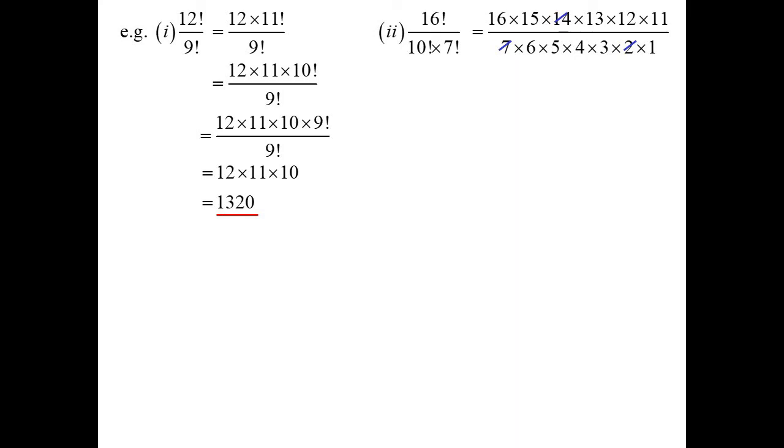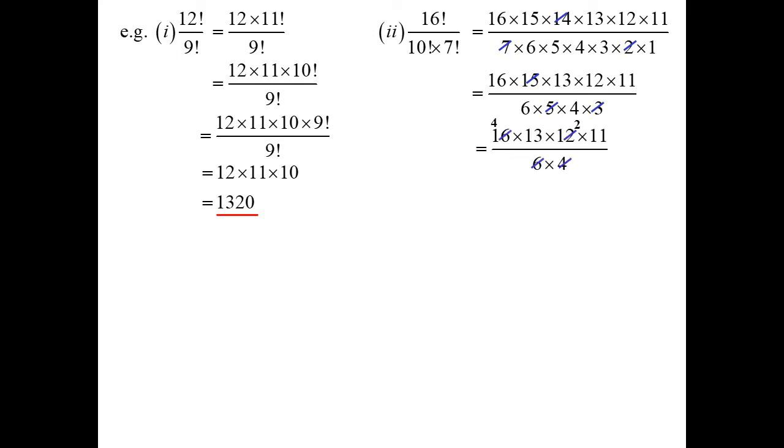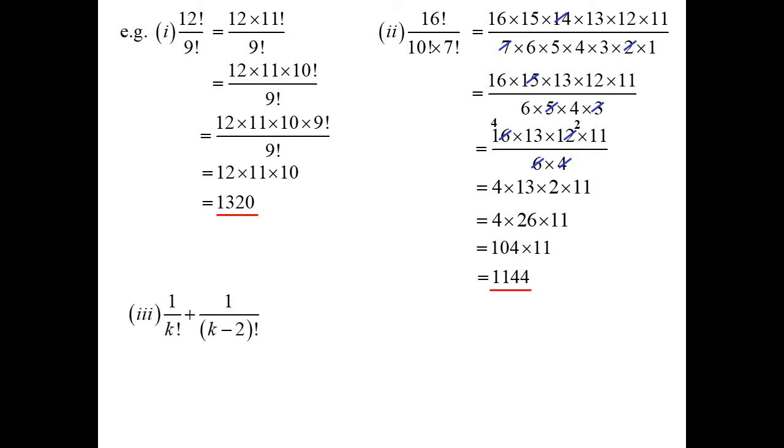7 times 2 is 14. So that cancels. I've now got this. What can I do now? 5 3s are 15. That cancels. 6 4s are 20. Oh, damn. But I can go 6 and a 12 leaves 2. And then, of course, 2 goes into 4, and 2 also, oh yeah, we end up with 4 times 2. We get 4 times 13 times 2 times 11, which is 4 times 26 times 11, which is 104 times 11, which is 1,144. But, of course, we could have algebra.